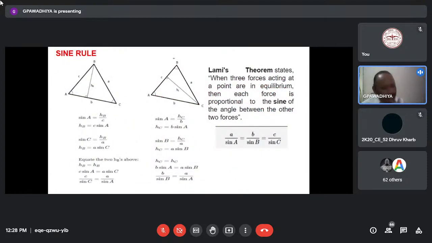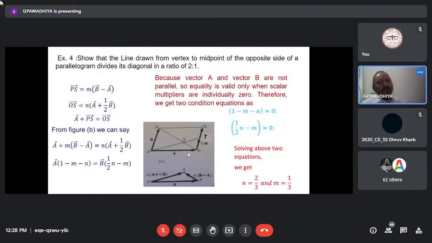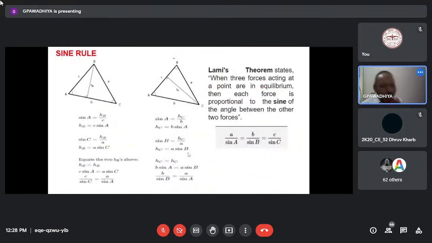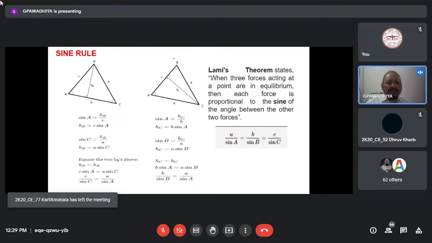Now these are some exercises. We'll use them later in our analysis. Let's discuss the sine rule. You must have studied the sine rule, and that is for triangular geometry. We can apply the sine rule, but this can be extended to vector calculations also, and this we use to our advantage nicely when we analyze the trusses. That time again we'll discuss these sine rules, apply them, and get the solutions.